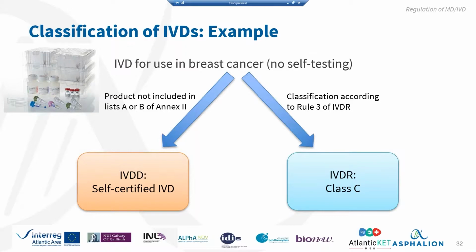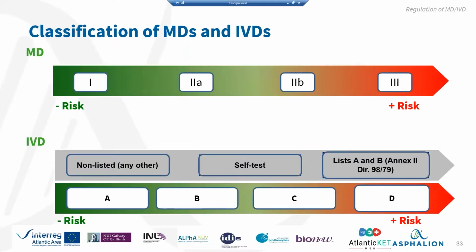So as a summary for you to remember, this will be posted later on, so you don't have to take screenshots. You will be able to see it later on. This is a summary of the classification of medical devices. We've got from range 1 to 3. And in the case of IVDs, here I list both according to IVDD and according to IVDR, because IVDD is still in place and it's not supposed to be displaced until May 2022, so it is still applicable. So according to IVDD, we've got the non-listed, which are self-certified, and we've got the self-tests, and then those products included in lists A and B.